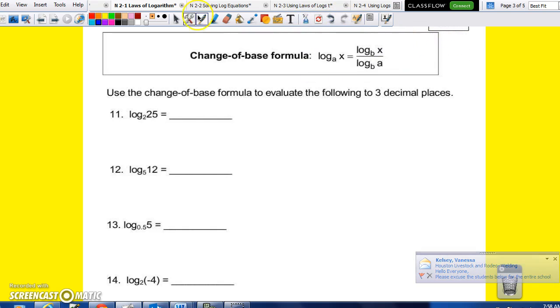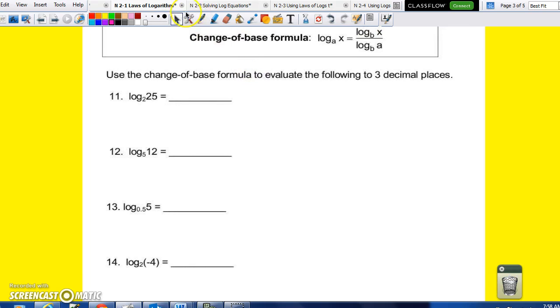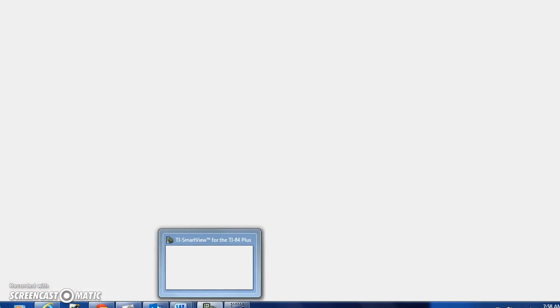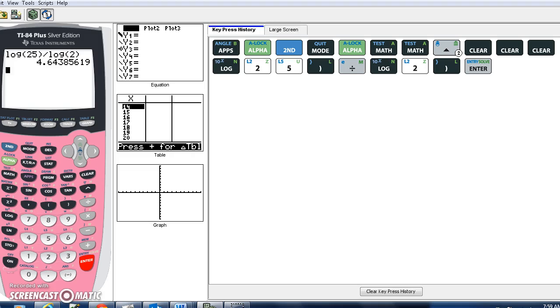So let's look at number 11. Because my 25 is here and my 2 is here, I know I'm going to have log of my argument divided by log of my base. Now remember, this is what you do when you can't use your log base button. Remember I told you I'm going to turn your calculator off to where you can't use it? So let's actually look and see what this looks like on the calculator. Because I won't at any point in time be turning off your base 10 button.